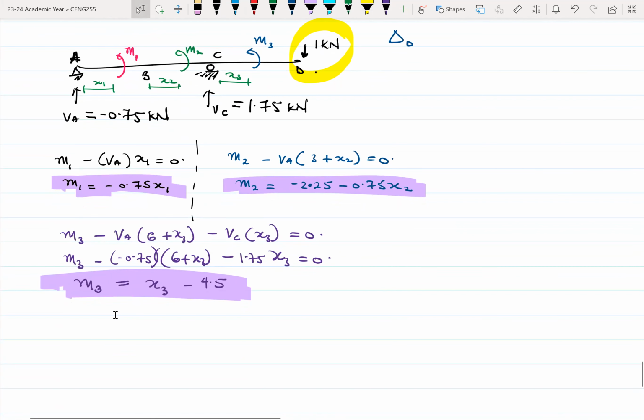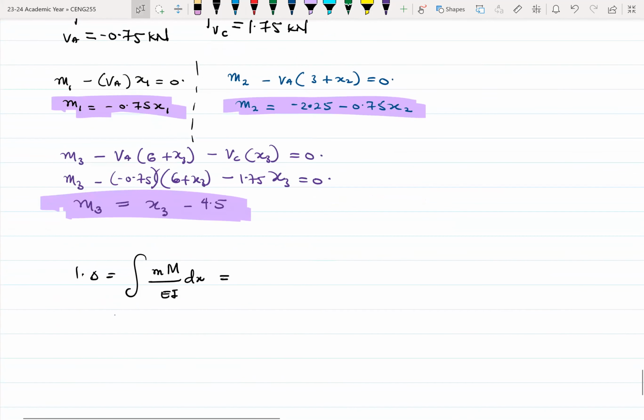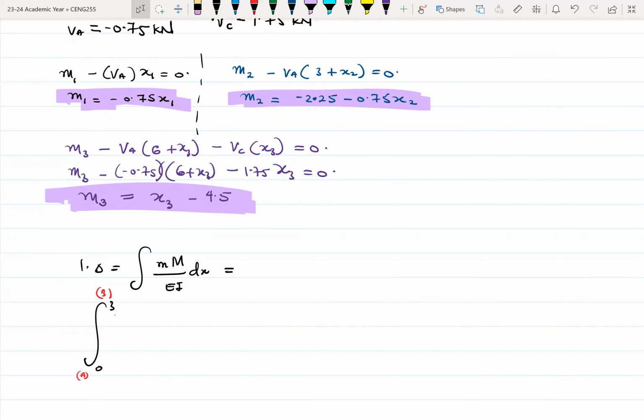the deflection equation where 1 times delta is equal to the integral of small m, big M over EI dx. Okay. So this is going to be equal to, so let's start with the first span. It's from A to B. Okay, take note. So that would give us the small moment is minus 0.75 x1.